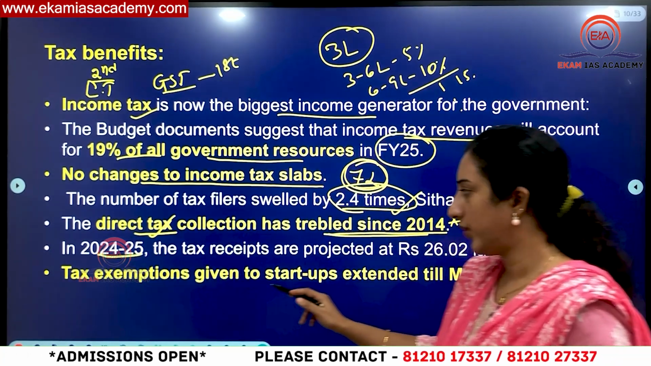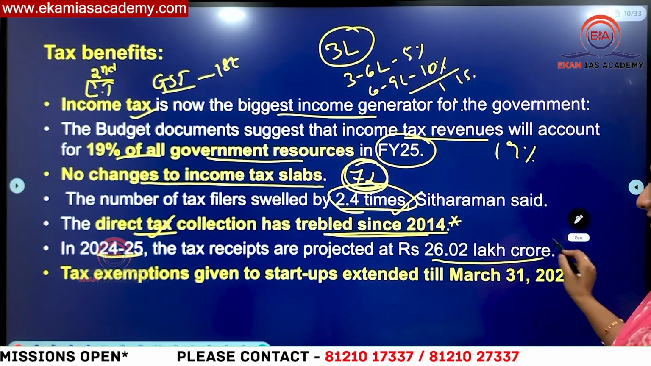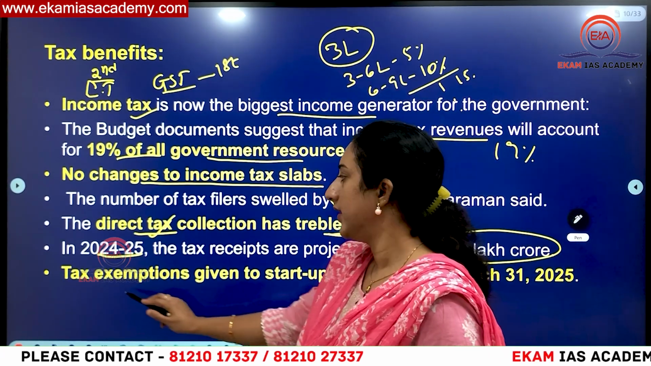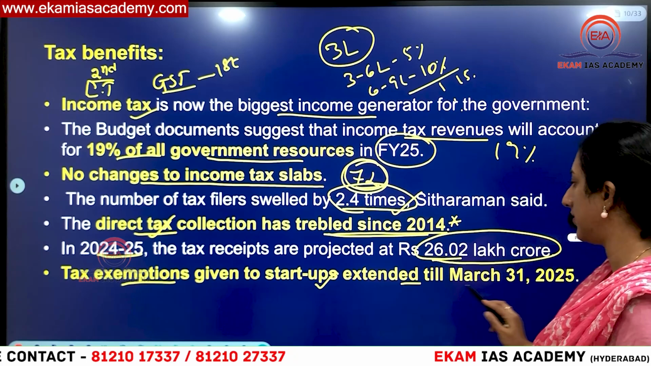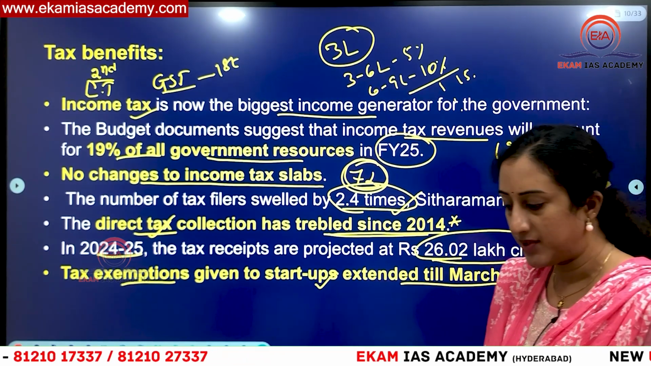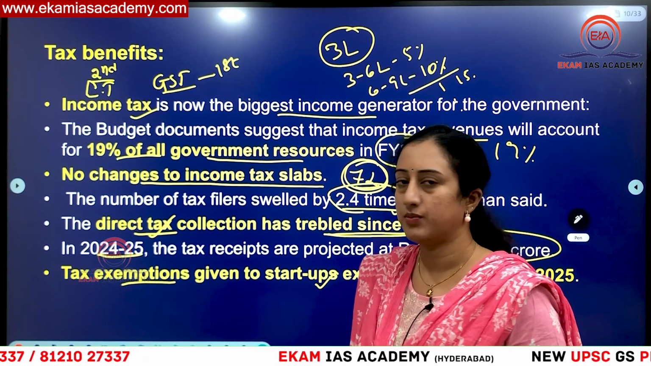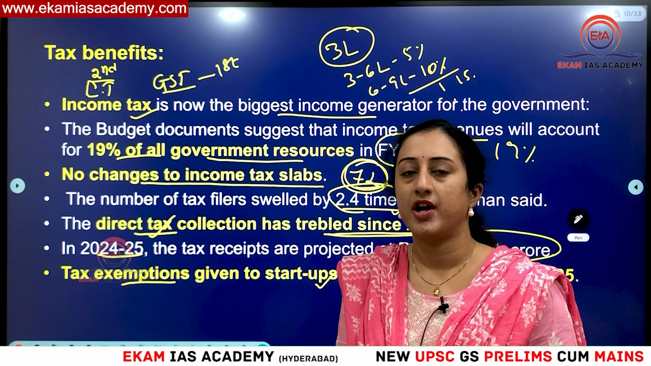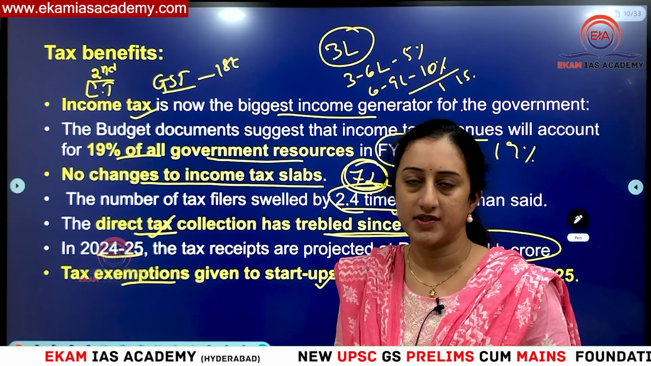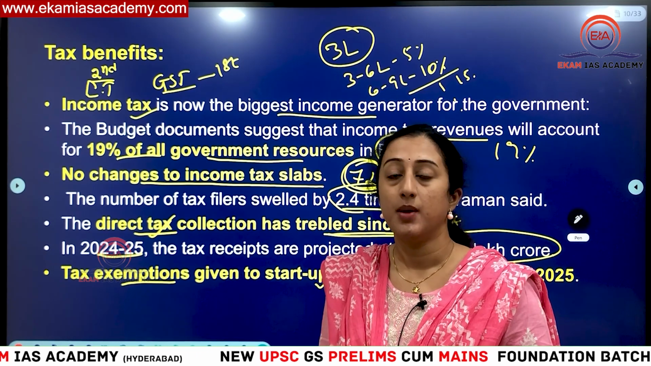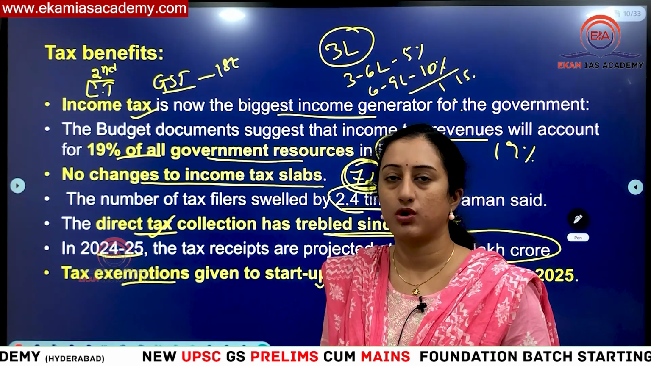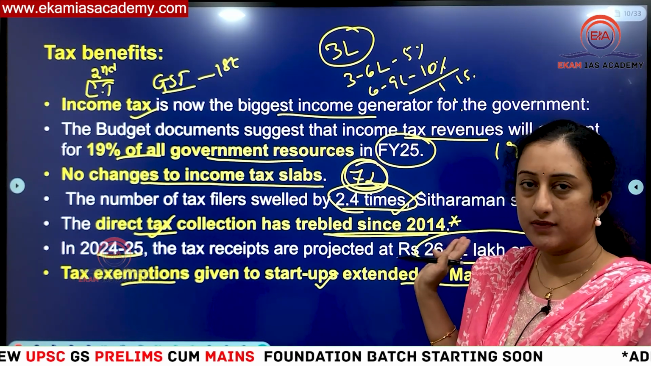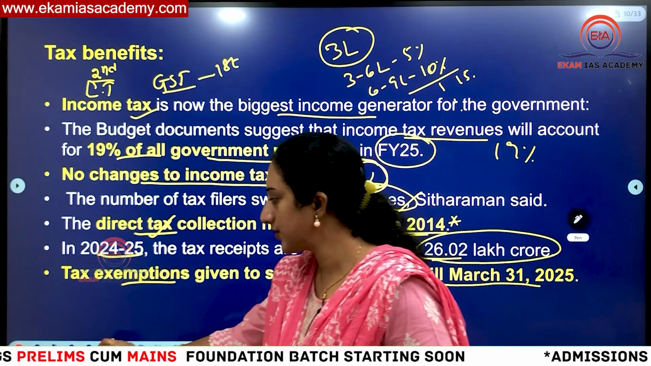So income tax, corporation tax, and all other taxes which are direct, you should know. Then 2024-25 tax receipts are projected to be 26 lakh crores. This is the projection made under the union budget presented today. Then tax exemptions given to startups are extended till March 31st 2025, means one more year. Normally, whenever a startup is registered, within 7 years, for the first 3 years there is a 100% tax rebate on the profits they earn. They don't need to pay any tax, but one condition is their turnover should not cross 25 crore rupees. This is continuing till March 31st 2025. So this is one related to tax.